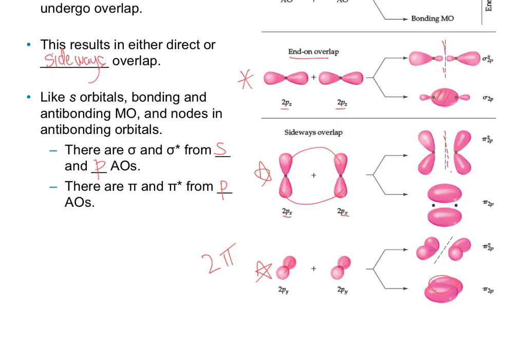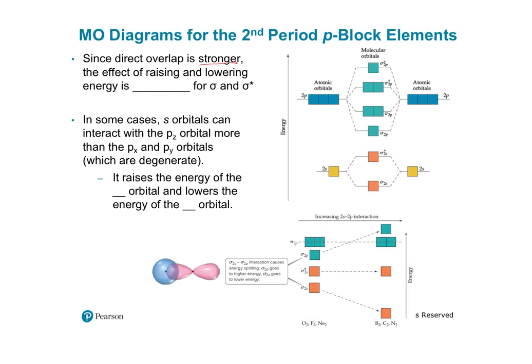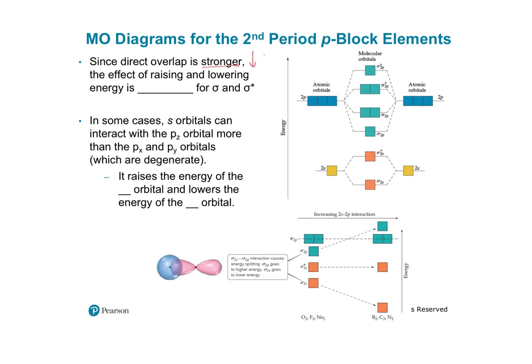from the p orbitals. Just like we mentioned before, direct overlap is the stronger one, right? It's just more connection, making it harder to break. Because it's stronger, that means it has a lower energy for the bond. And so we'll see the raising and lowering of energy is greater for these, meaning you'll see the sigma one.